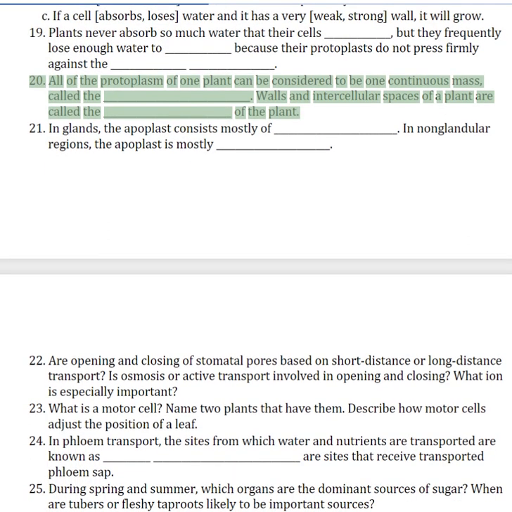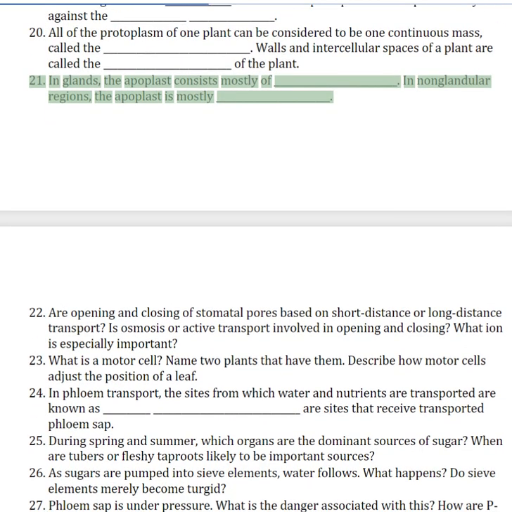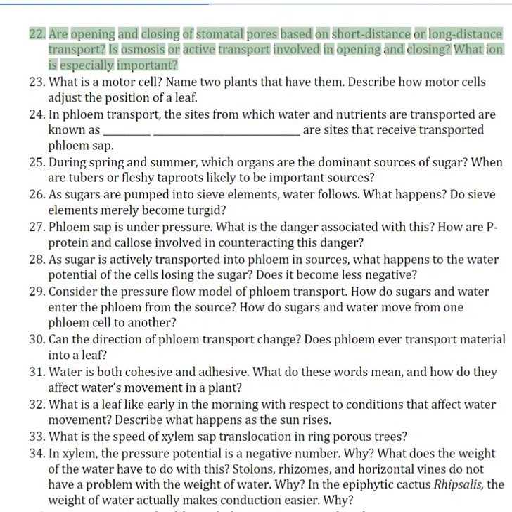20. All of the protoplasm of one plant can be considered to be one continuous mass, called the [symplast]. Walls and intercellular spaces of a plant are called the [apoplast] of the plant. 21. In glands, the apoplast consists mostly of [what?]. In non-glandular regions, the apoplast is mostly [what?]. 22. Are opening and closing of stomatal pores based on short distance or long distance transport? Is osmosis or active transport involved in opening and closing? What ion is especially important?